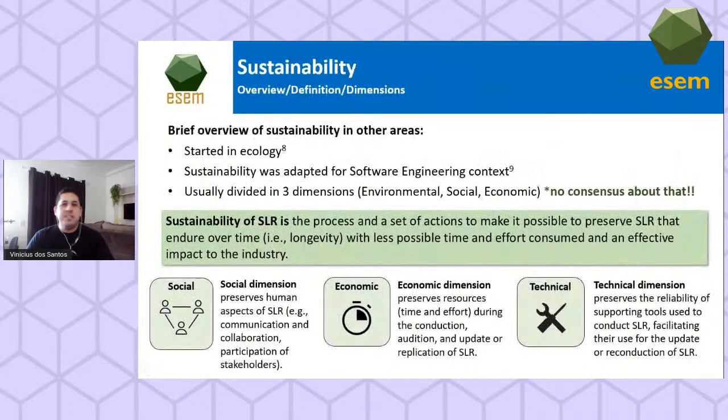Well, to understand our vision here, it is necessary to understand a little bit about sustainability. This area started in ecology to preserve the natural resources and further was adapted to software engineering to preserve the software itself and to minimize the environmental impact. Well, sustainability was divided in three dimensions or axes: environmental, social, and economic. And in software engineering, they added the technical and individual dimensions too, but there is a theoretical discussion in other areas about which dimensions should be included. But our goal here is to use all the knowledge accumulated in both areas to propose an adaptation for SLR.